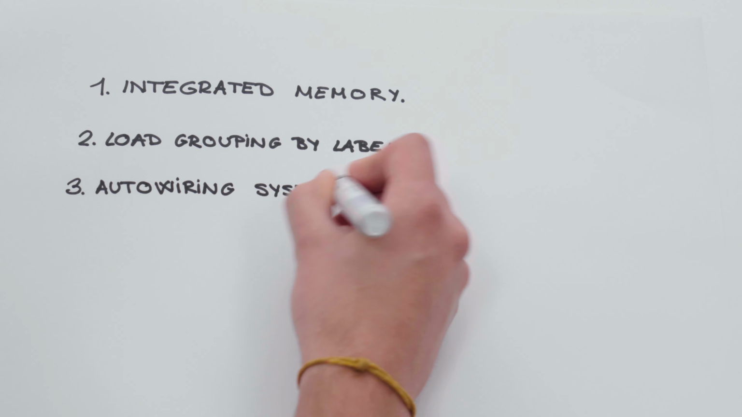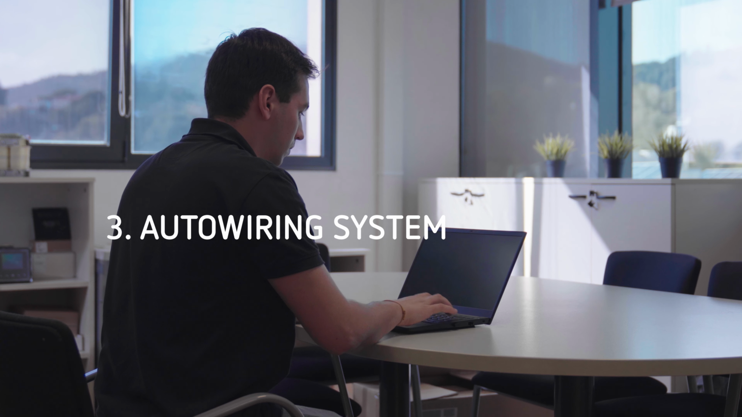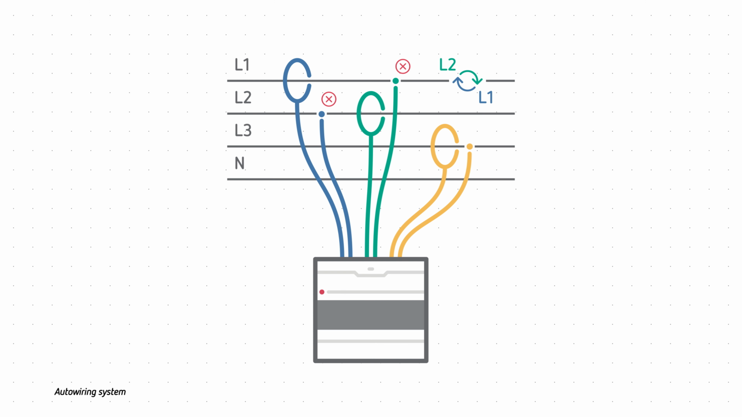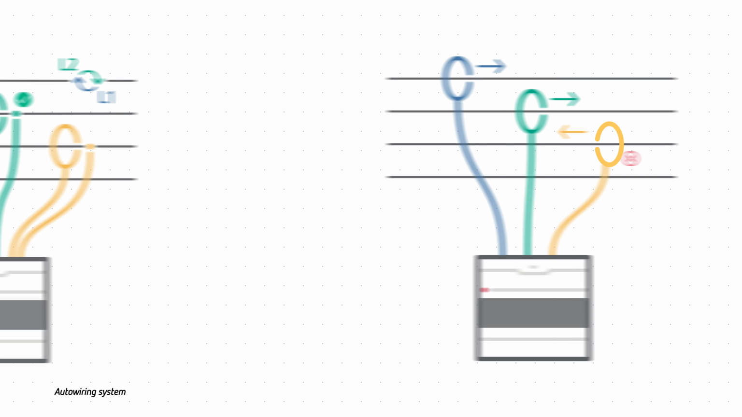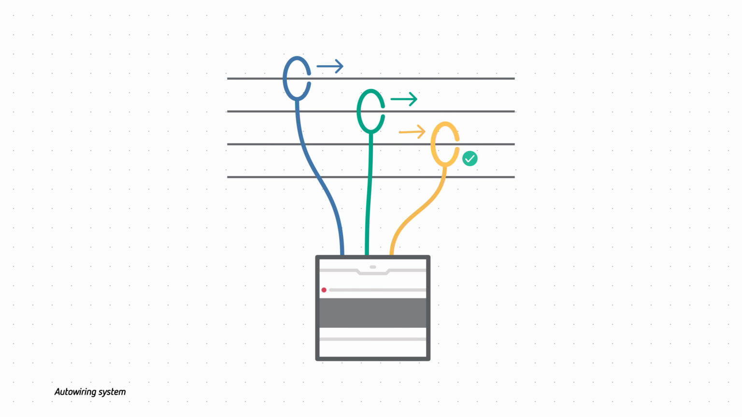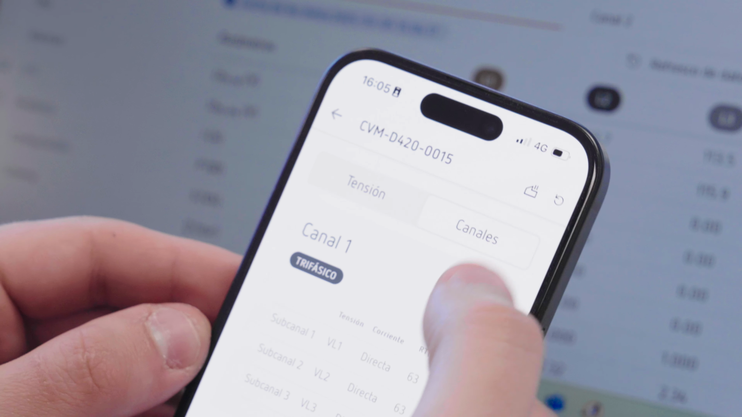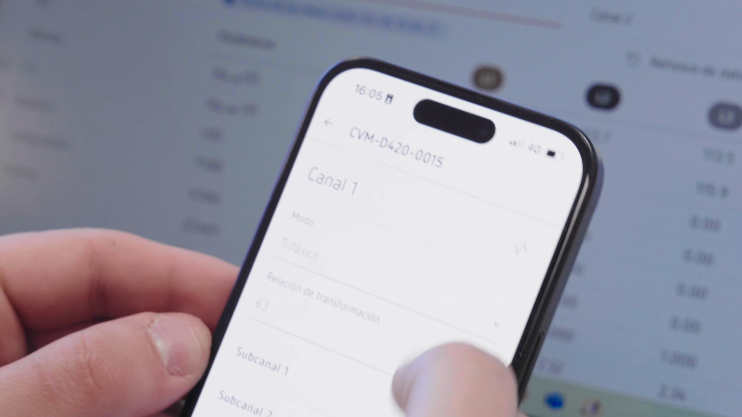3. Auto-wiring system. This system simplifies the setup process. It allows you to solve any connection issue without the need to rewire the device. It detects possible wiring errors and allows you to correct them remotely.